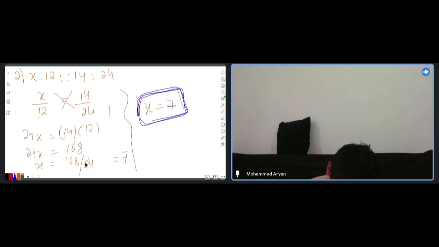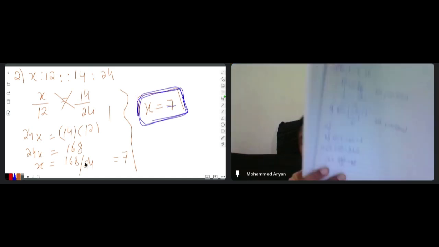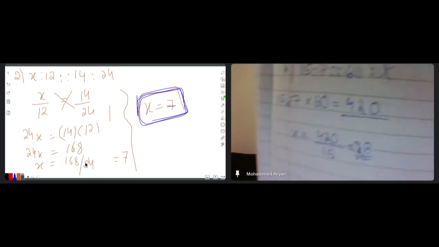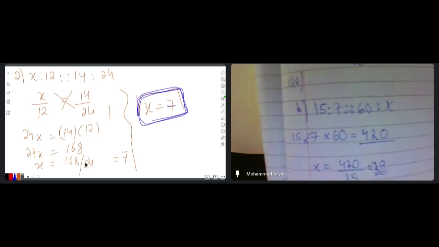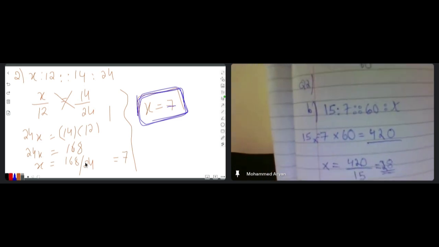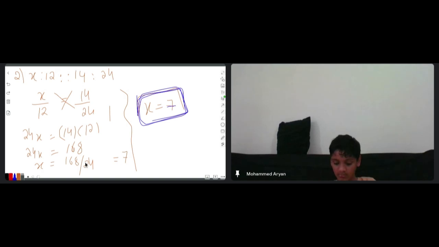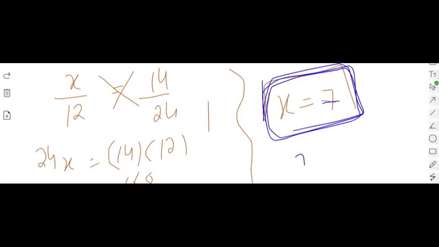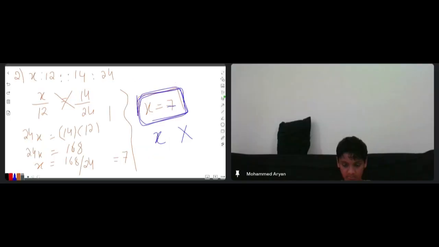Now try to solve it again. 15x. No, Aryan, you have to do it again correctly. Cut this and do it again. That is not the x, it's just showing multiplication. Remember that when you have an x, it should be mentioned like this. This sign shows the multiplication.